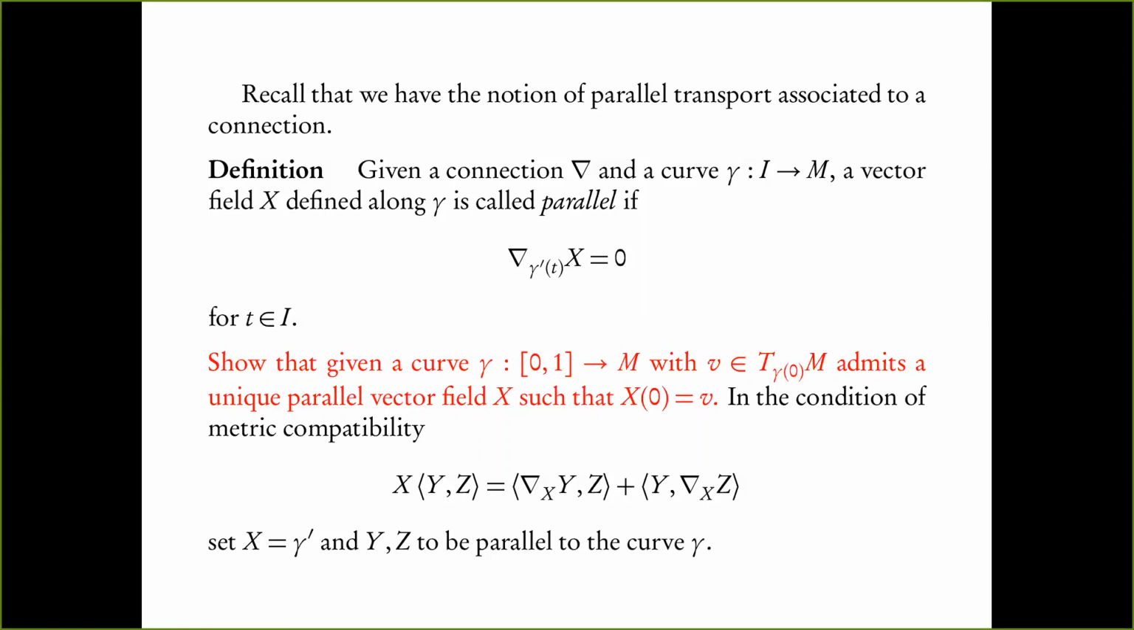As an example, if gamma is a straight line and Z is perpendicular to it, the length of Z might change, but Z will still remain perpendicular because cosine of 90 degrees is 0. Had it been any other angle apart from 90 degrees, then the length and angle both would have changed simultaneously, so that the inner product with gamma dot remains the same.